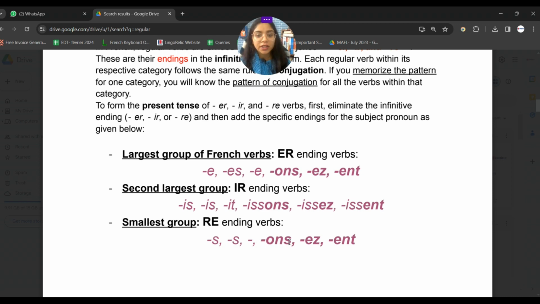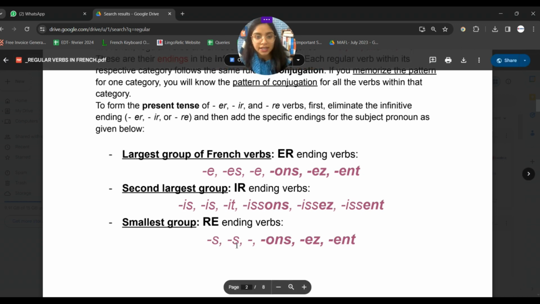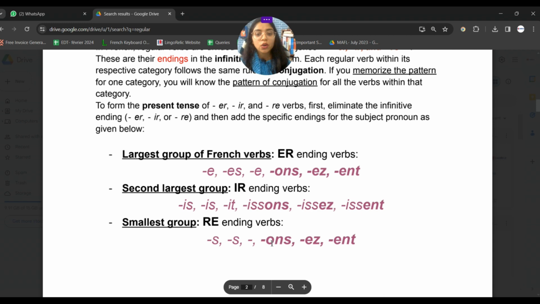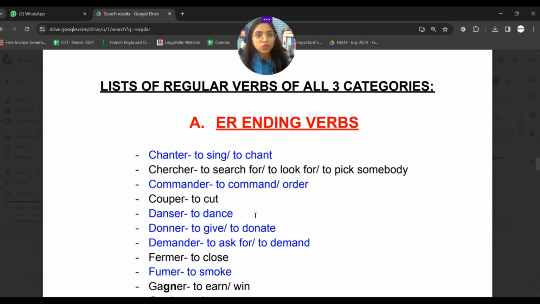Now the smallest group, which is the RE ending verbs, here the endings would be S, again S, then nothing, then ONS, then EZ, and then ENT. So in French, you can even say again S, nul, ONS, EZ, ENT. Voila.